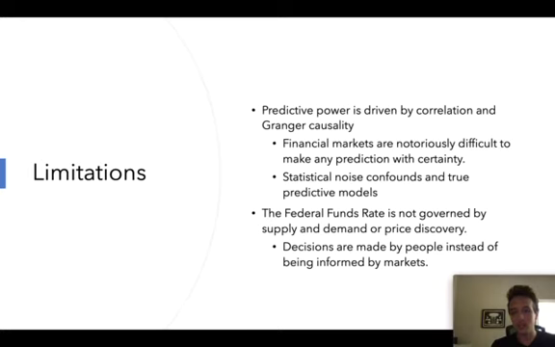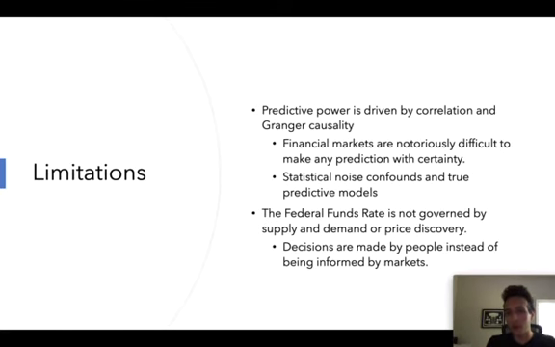As with any statistical model, there are limitations. The predictive power is merely driven by correlation and Granger causality. Financial markets are notoriously difficult to make any prediction with certainty. This is due to the statistical noise that exists, especially when you have actors that aren't always rational. Statistical noise confounds the true predictive models of any model.